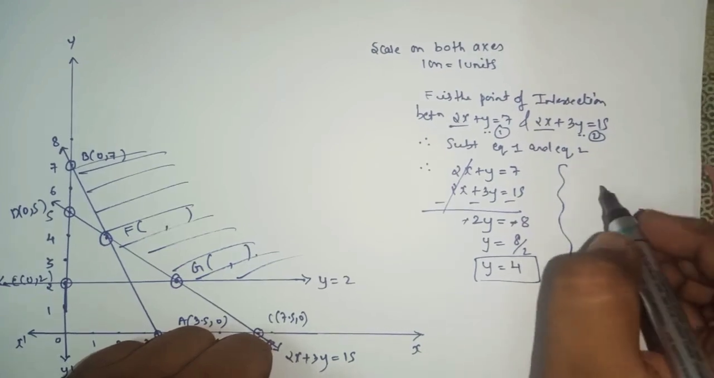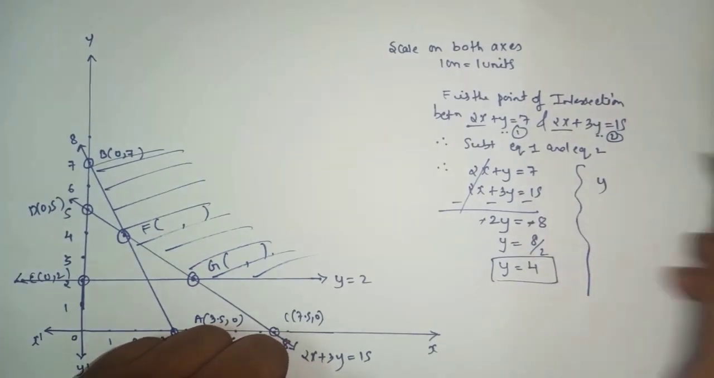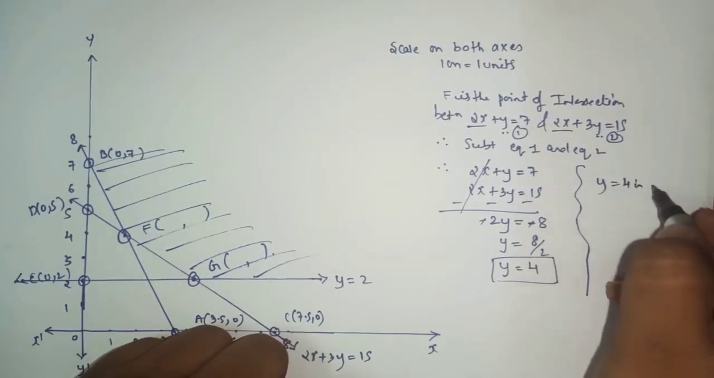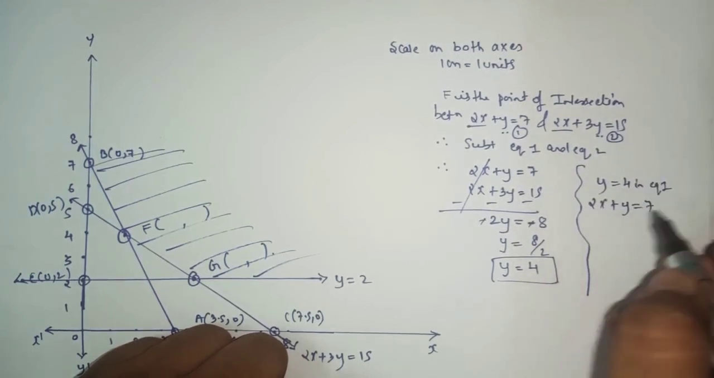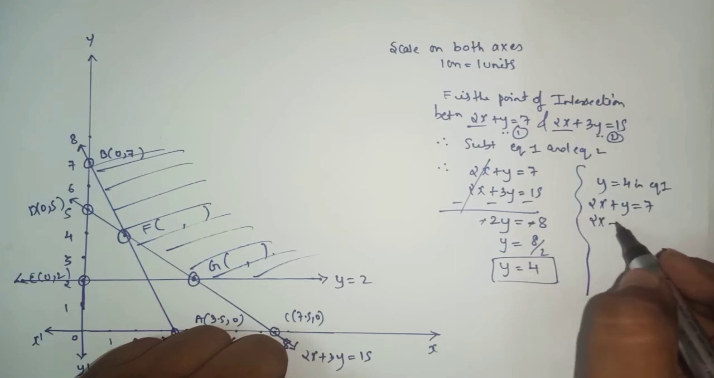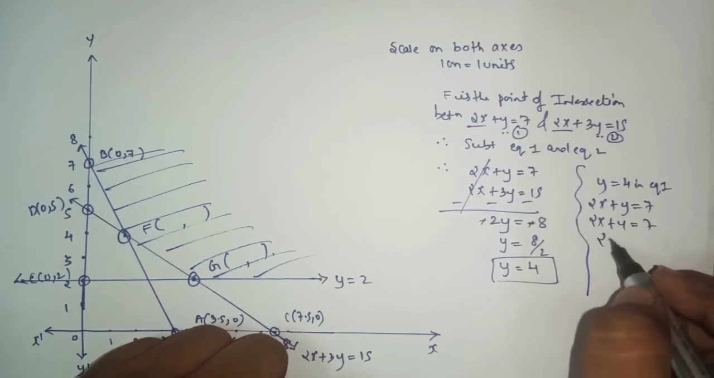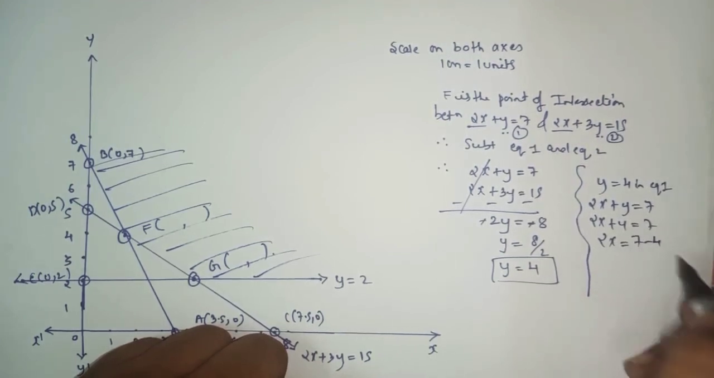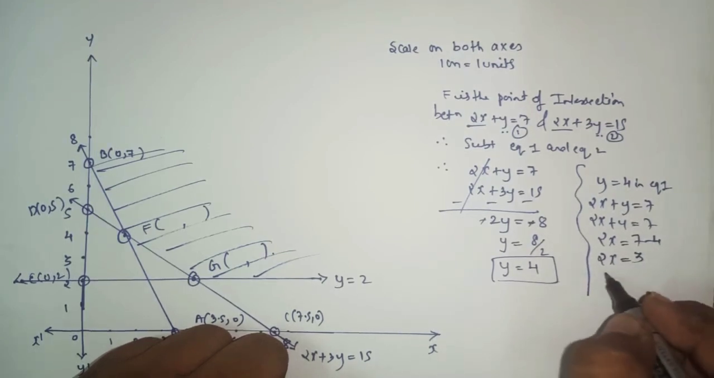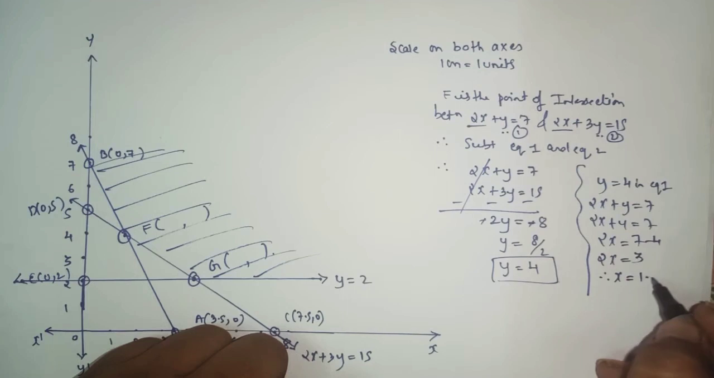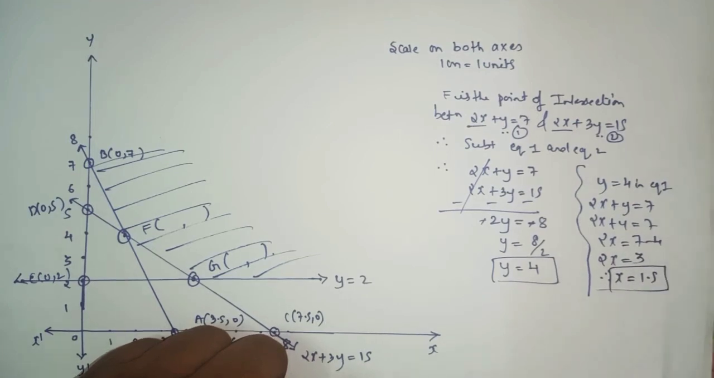We'll substitute y equal to 4 in equation number 1. So 2x plus y equal to 7, so 2x plus 4 equal to 7, so 2x equal to 7 minus 4, so 2x equals 3, so therefore x equals 3 by 2, which means 1.5, yes or no?